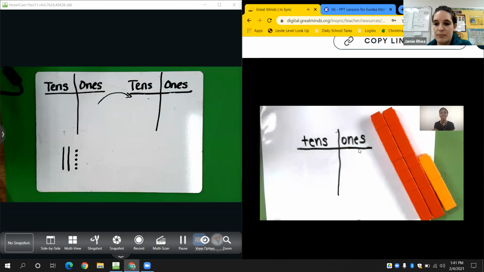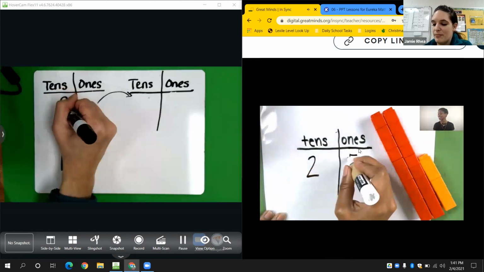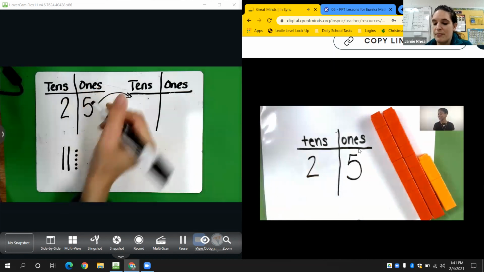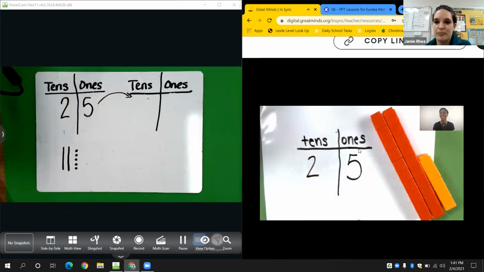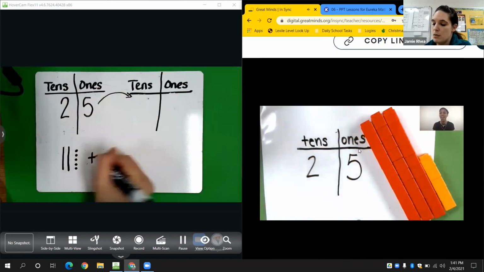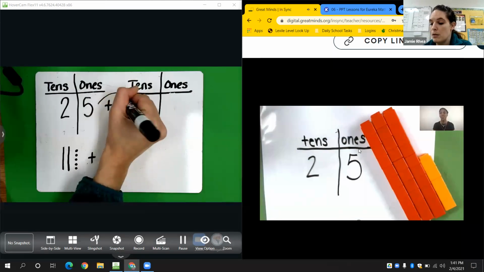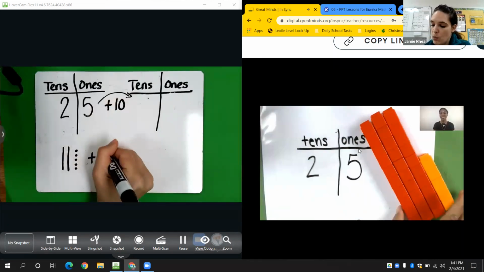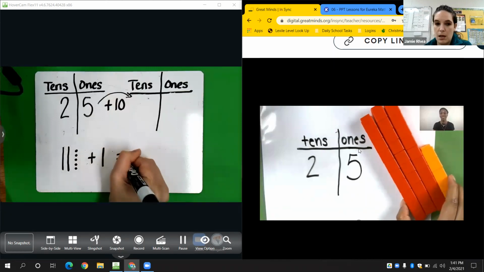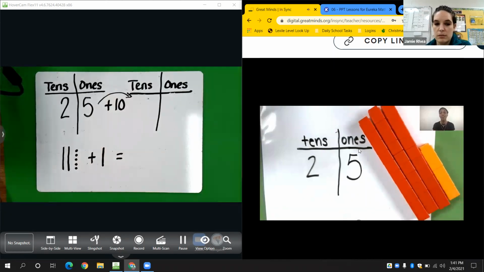Did you say 2 10s and 5 1s? We did. I'll record that in our place value chart. Now I'm going to add another 10 stick. Go ahead and add 1 10 to your quick 10 drawings. So if I add 1 10, how many do I have?